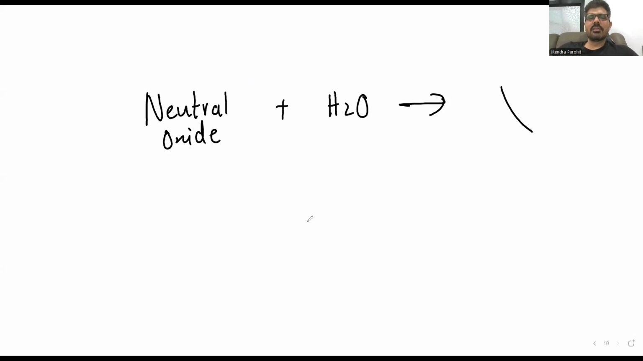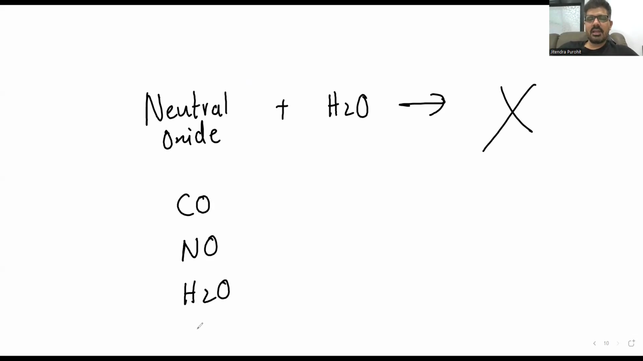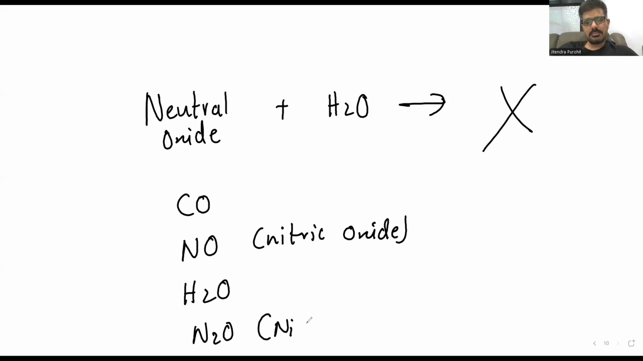Neutral oxide means what? They will neither form acid nor base. When you dissolve a neutral oxide in water, it forms nothing. Neutral oxides are carbon monoxide, NO (nitric oxide), water, which is also an oxide, hydrogen oxide, and nitrous oxide. This is nitric oxide, and this is nitrous oxide. These are neutral oxides. Clear?